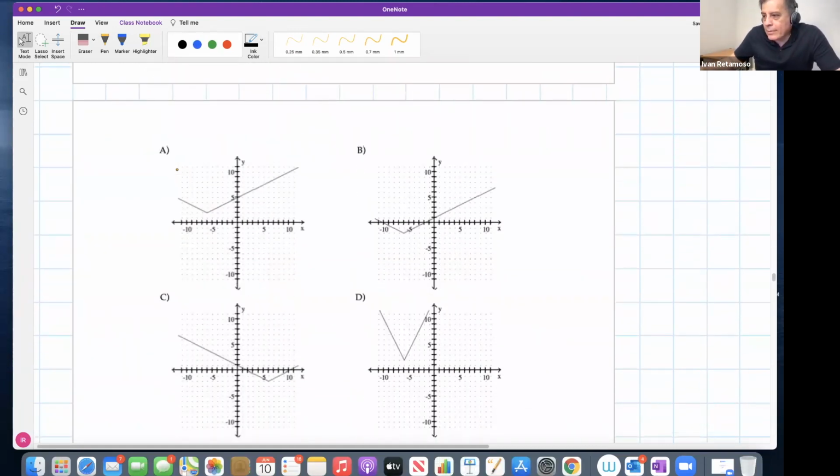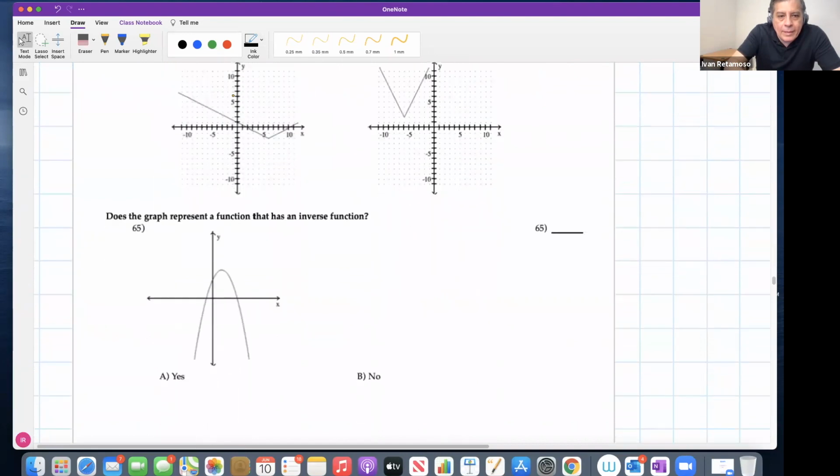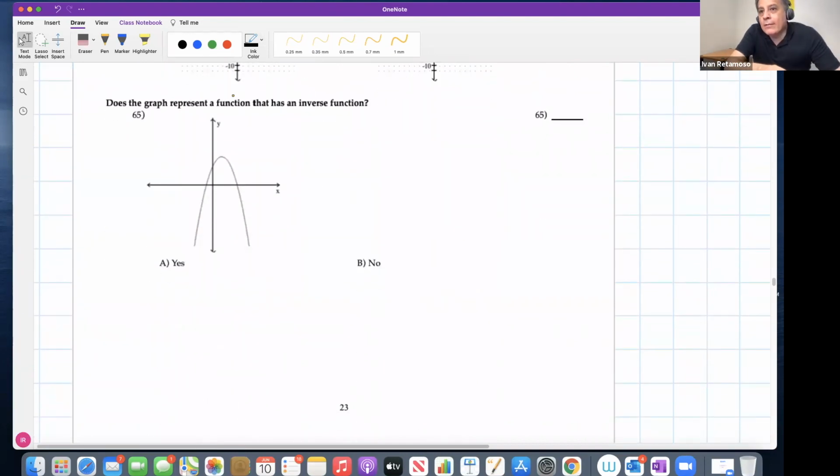When you look through the choices, this one, right? Very important point, this guy. 6 to the left, 2 up, remember? Yeah. Very good, guys. So next question deals with figuring out if this is a function or not.